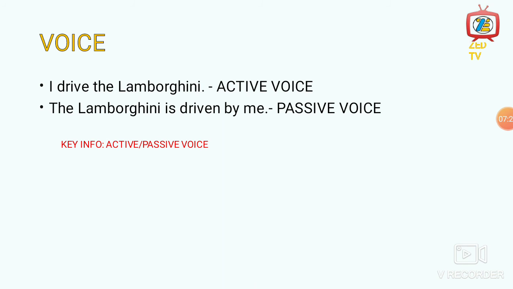The Lamborghini is driven by me. The subject I is being put at the back of the sentence and the object, the Lamborghini, is being written in the beginning of the sentence, which is the opposite of the first sentence. The subject is acted upon, so we call this as passive voice. So we need to pay attention on the voice of a verb, whether the subject is acting or being acted upon.